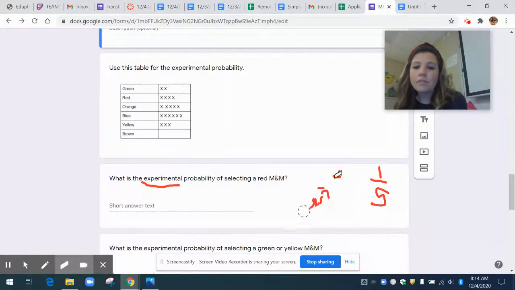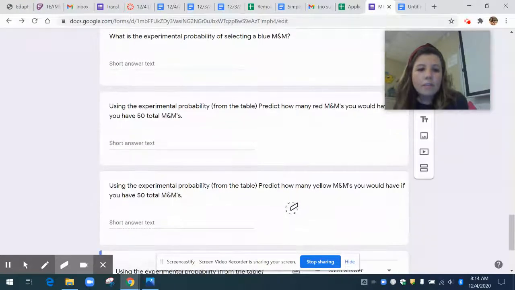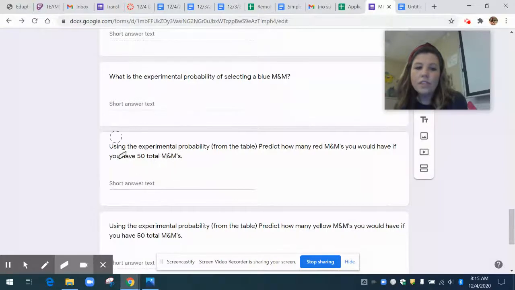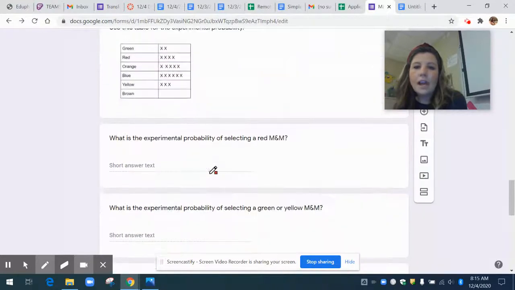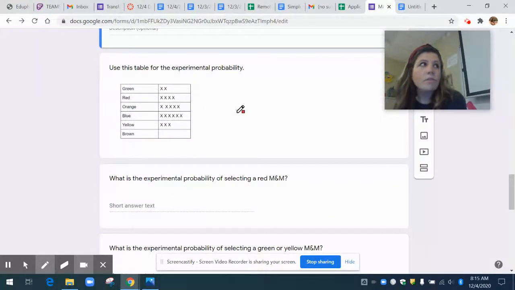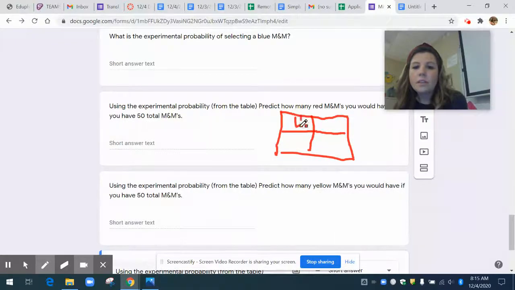Then if we come down to this next section, it says use the experimental probability from the table, predict how many red M&Ms you would have if you have 50 total M&Ms. So in order to solve these, we have to set up a proportion. So you would draw your proportion box, okay? And then I have 1, 2, 3, 4 red M&Ms out of 20. So this was when I ran the experiments. This would be our part. This is our total, and our new total is 50. So 50 is going to go next to the 20.